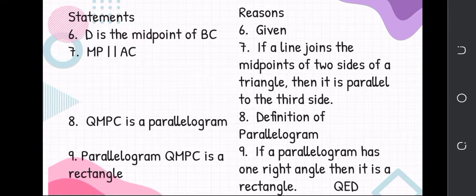And number 9, parallelogram QMPC is a rectangle, because if a parallelogram has one right angle, then it is a rectangle. QED. Now that is the last of the geometrical statements that we will prove in this video.